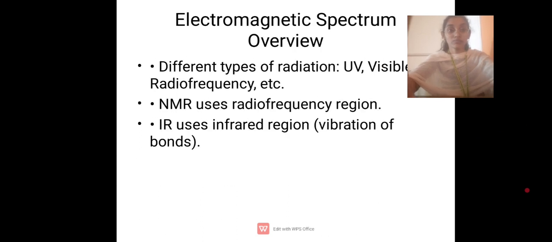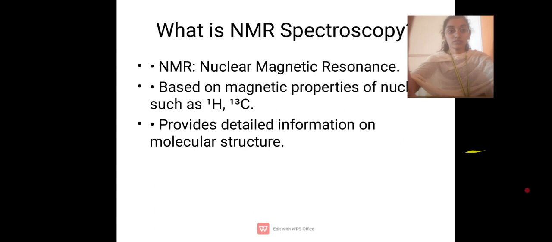Electromagnetic spectrum overview. It has different types of radiations like UV, visible, IR and radio frequency. NMR spectroscopy uses the radio frequency region. IR spectroscopy uses the infrared region.